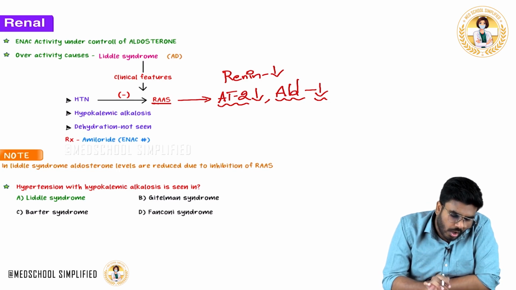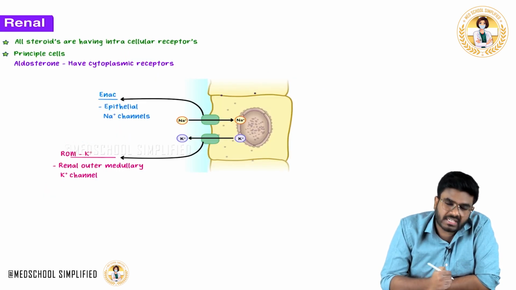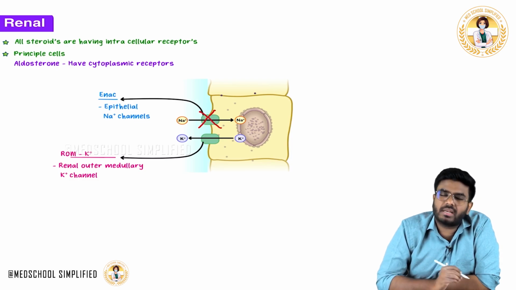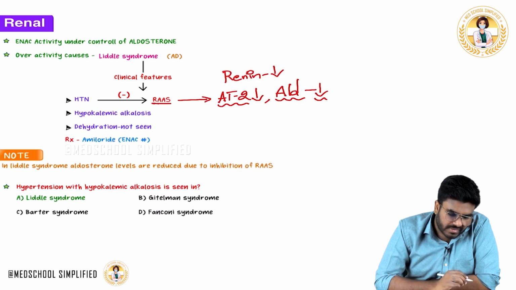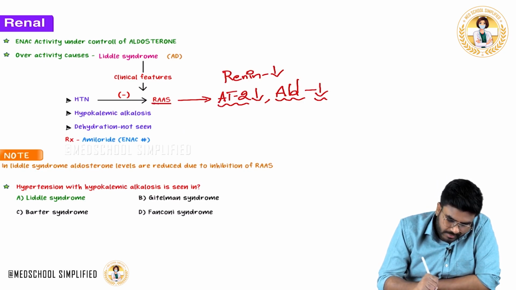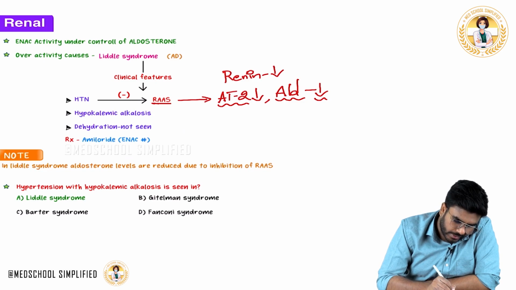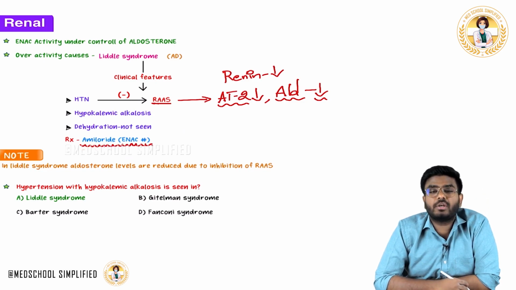Now what you need to do? All the problem here is because of this one channel, this one stupid channel which is overactivating. What is this channel? Epithelial sodium channel. You need to simply block that epithelial sodium channel. So epithelial sodium channel blockers are the drug of choice for the treatment of Liddle syndrome. The example is amiloride, an epithelial sodium channel blocker which is used in the treatment of Liddle syndrome.